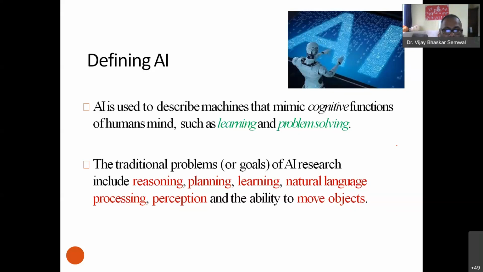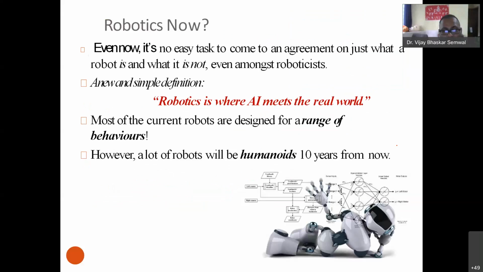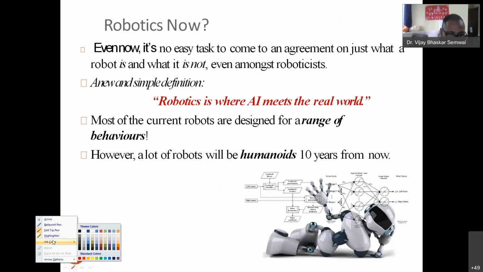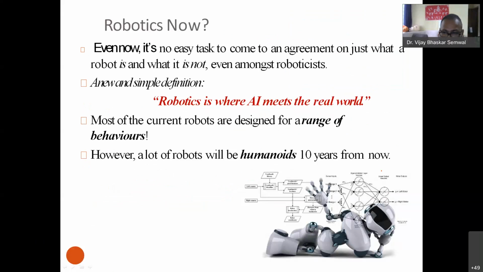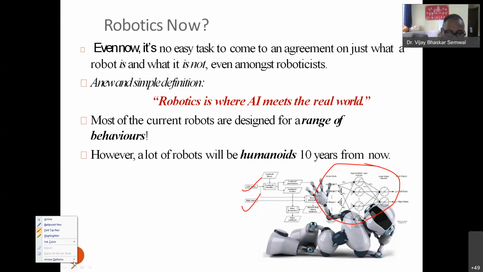The traditional problems or goals of AI research include the traditional, because now we have connectionist AI, in which you have this kind of neural network structure. They are thinking, planning, taking continuous input from the left camera and right camera. They are enabled with cameras, infrared sensors, servo motors, and obstacles. We'll discuss this also when I give the introduction to the simulator.